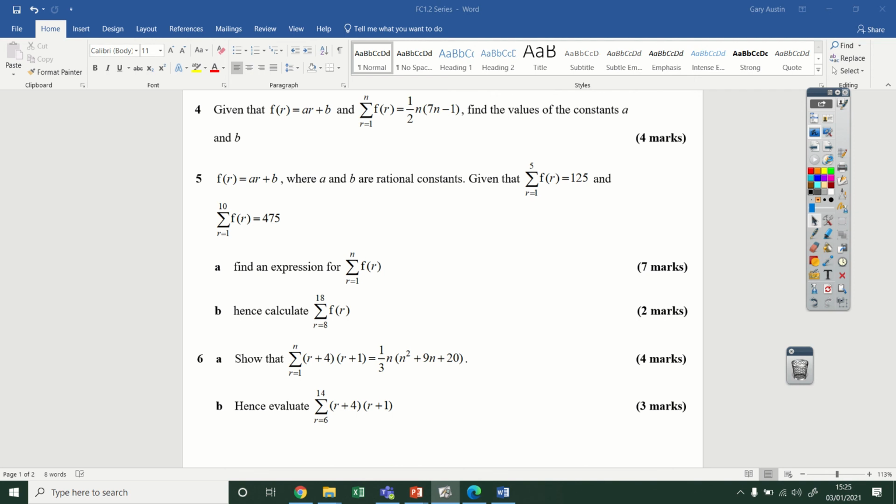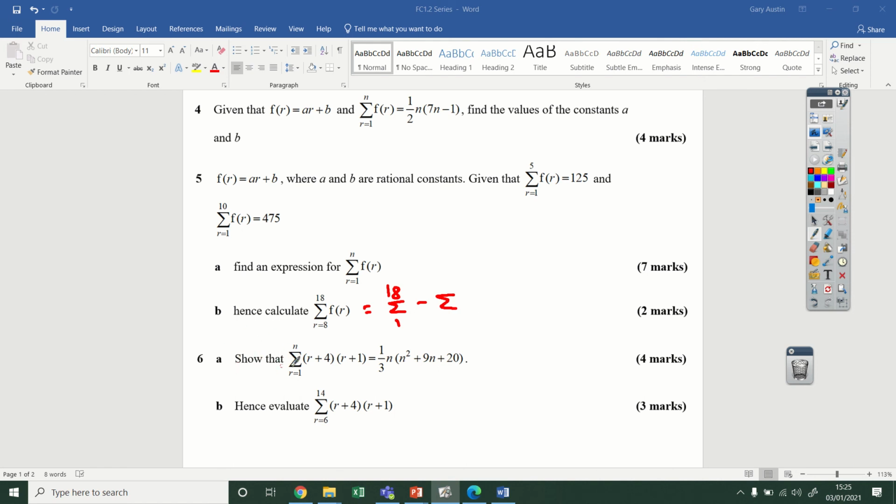And then if you can do that, you can then calculate the sum from 8 to 18, again by doing a subtraction sum because it doesn't start at 1. So this will be the sum from 1 to 18, and I'll leave you to figure out what to subtract away.